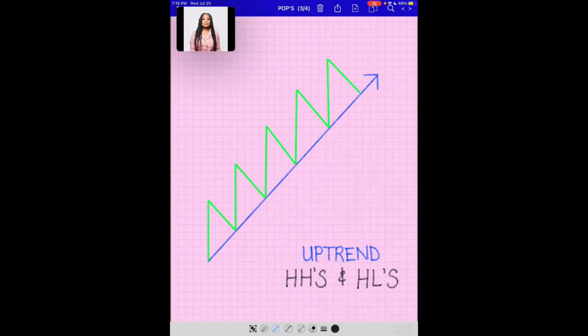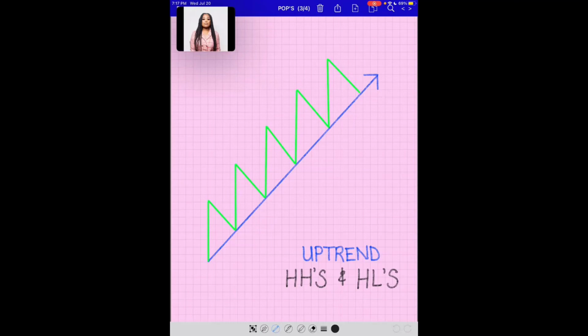So before I end this lesson, I want to do a couple more examples of how to identify a pullback in the market. So you guys, the easiest way to identify pullbacks is by drawing trend lines. So as you guys can see, this blue line right here actually represents our trend line. And this just so happens to be an example of an uptrend.